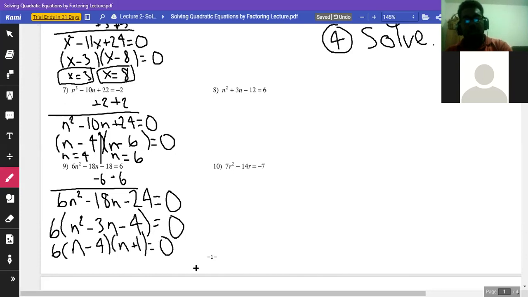equals 0. Okay, well 6 is never equal to 0. If I'm setting each factor equal to 0, I know 6 is never 0, so I can just ignore that. If I set n minus 4 equal to 0, I get that n is equal to 4. And if I set n plus 1 equals 0, I know that n is equal to -1.